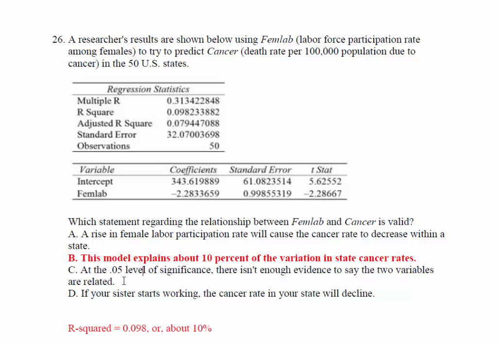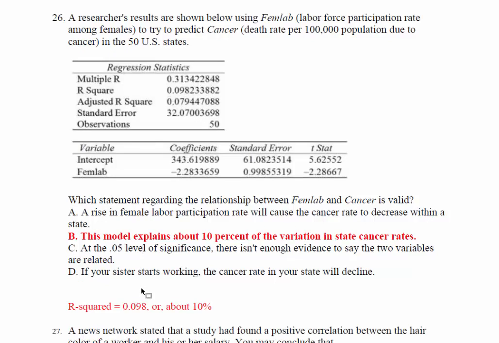At the 0.05 level of significance, there isn't enough evidence to say the two variables are related, right? And we do not have that test statistic here, so we cannot say. And D, if your sister starts working, the cancer rate in your state will decline. Again, you cannot apply the generalized statistics to an individual. So B is the correct answer.